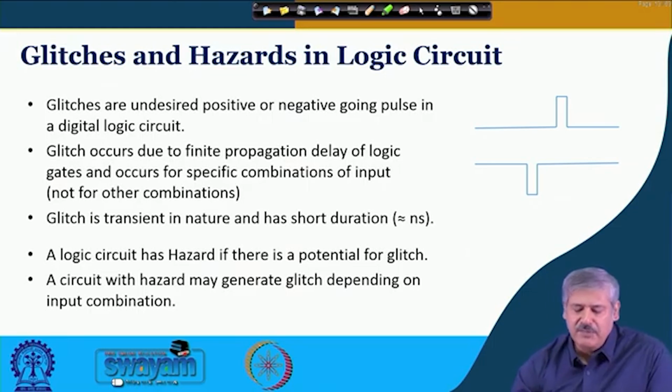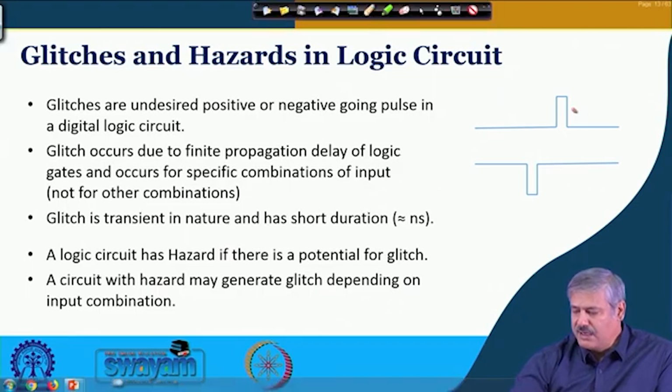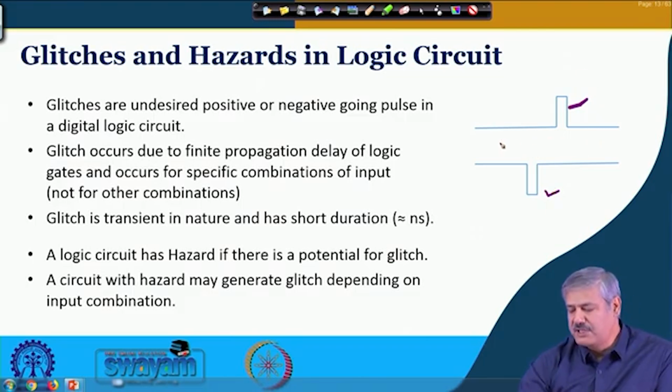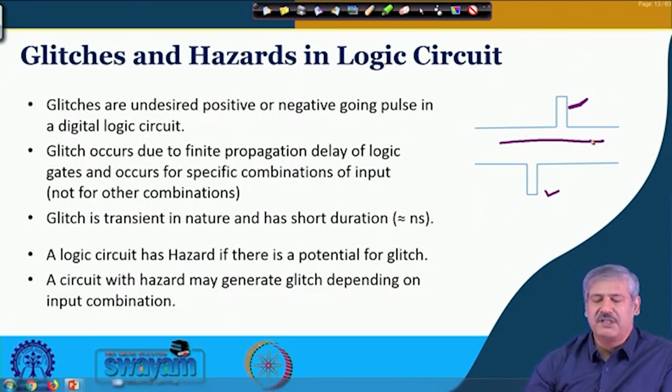Glitches are undesired positive or negative going pulses. Undesired means this is positive going pulses and this is negative going pulses. Undesired means it was not supposed to go. So, it was supposed to be straight like this, right, but then there is some such thing happening, and glitch occurs due to finite propagation delay of logic gates and occurs for specific combination of input. So, for certain specific combination of input only it will happen, it is not occurring all the time.